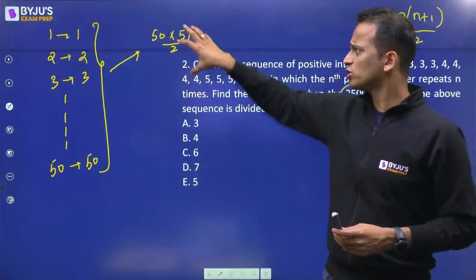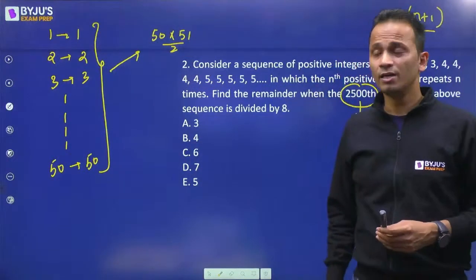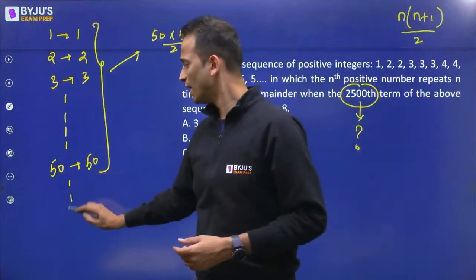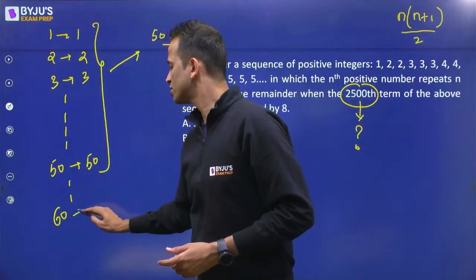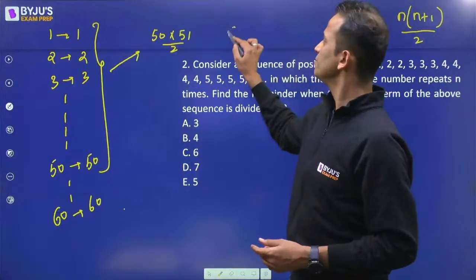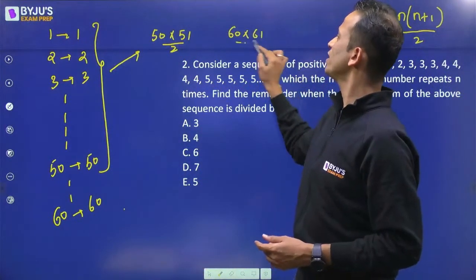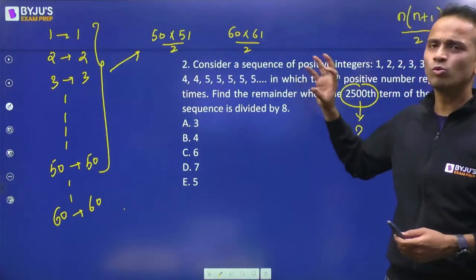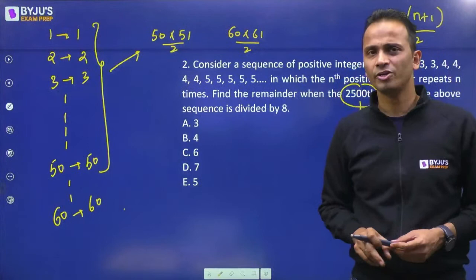Okay, so approximately 1200 terms will be written here, but I need 2500 terms. So I'll go further. I'll go up till 60 terms. So 60 will be written 60 times. Okay, so the number of terms will be 60 into 61 upon 2. Now again, this case, this will be somewhere around 1800, 1900 terms.